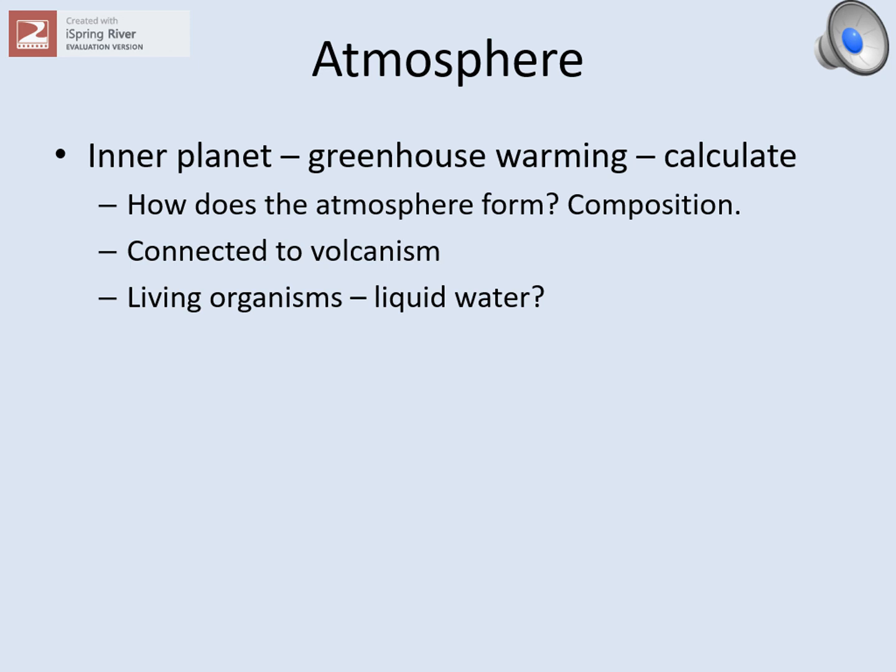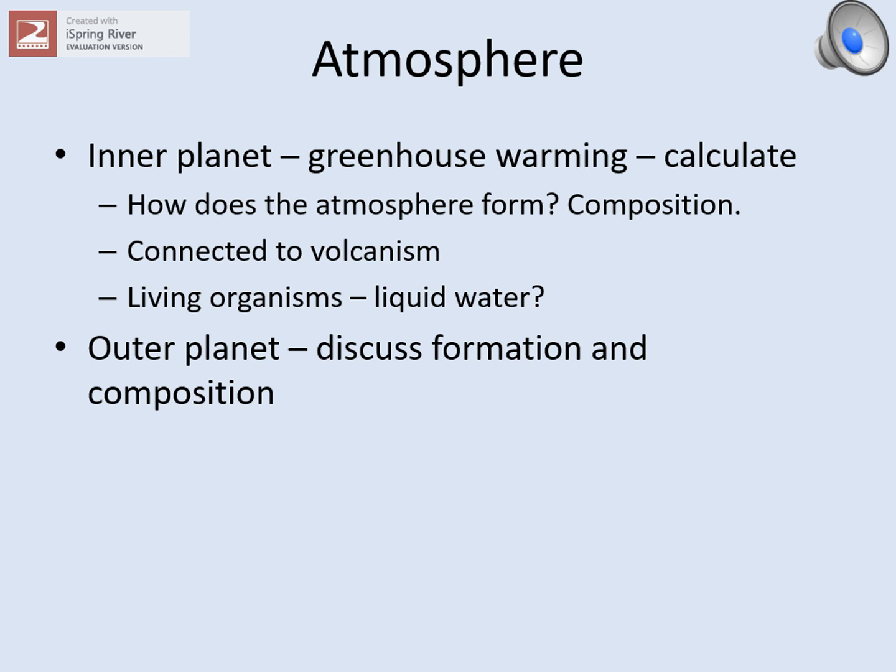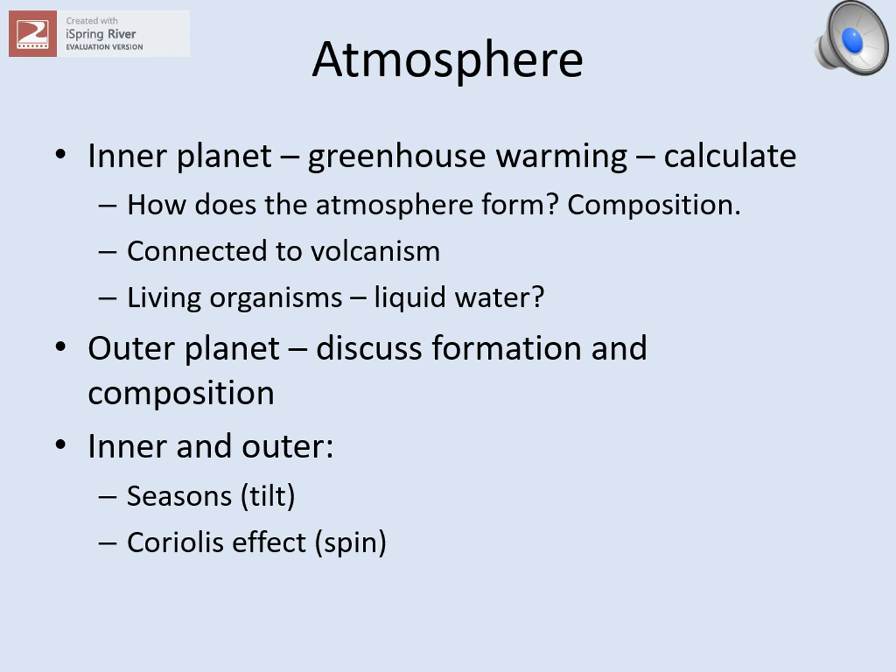Even though we can't calculate the amount of greenhouse warming for outer solar system planets, remember that these worlds generally also have thick atmospheres due to their large masses. You should discuss how planets like this typically form their atmospheres and what those are likely to be made of. You should also discuss how intense the seasons are on these planets and whether or not there is enough Coriolis effect to produce strong winds and/or storms.